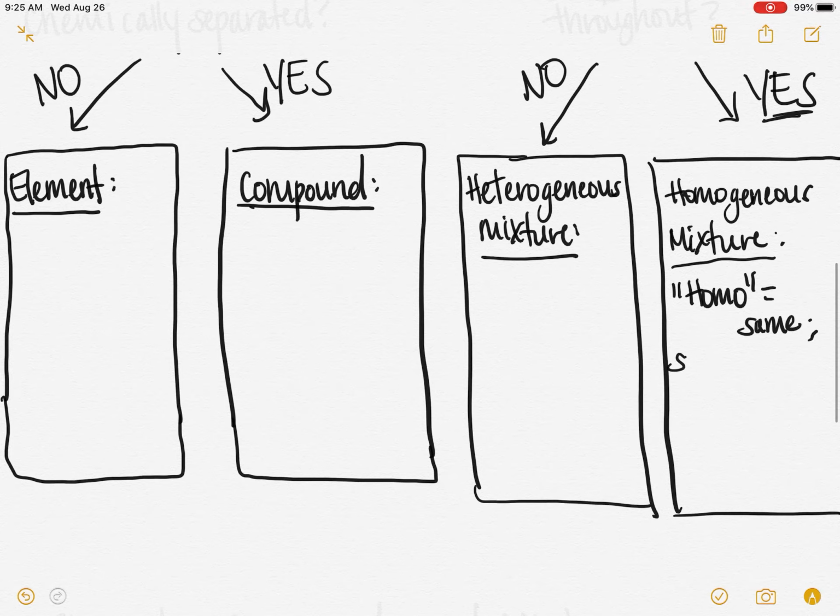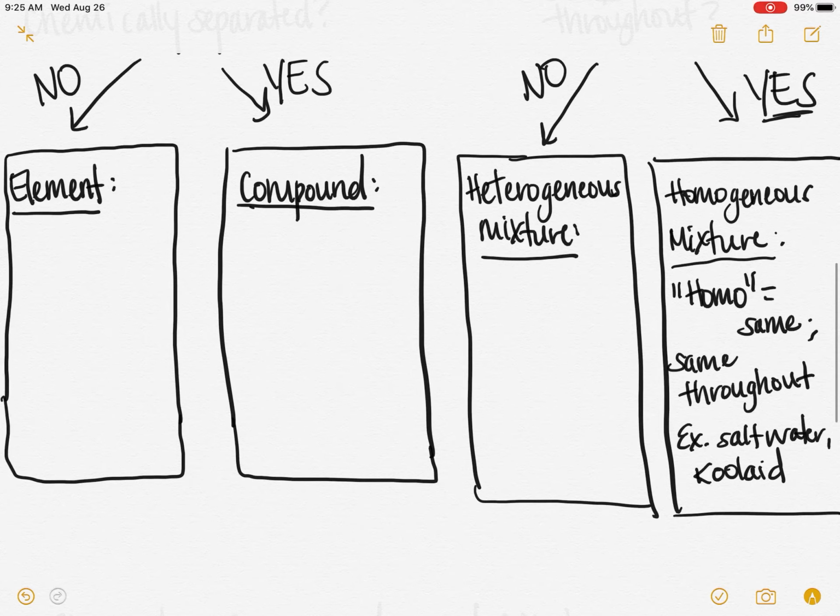And all this means is that the mixture is the same throughout. Okay, so our salt water, our Kool-Aid, our homogeneous mixture. Some people say homogeneous, that's okay. But homo means the same.